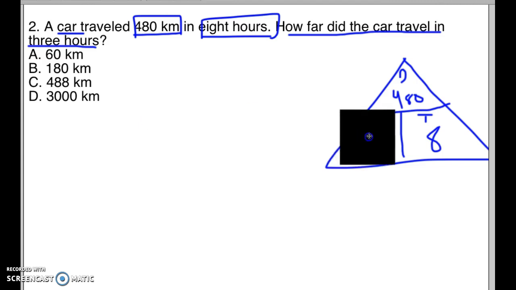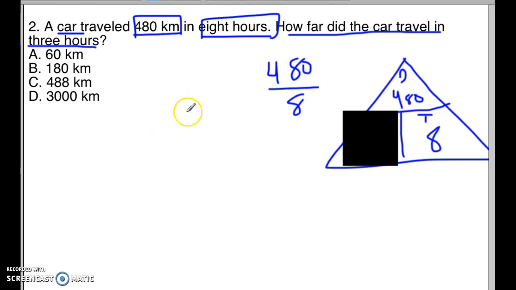I'm looking for speed. If I cover up speed, I see that I have 480 over 8. Now, that can also be read as 480 divided by 8. Now most of us could work that out, but you can check yourself on the calculator. And if you check yourself on the calculator, 480 divided by 8 is going to give me 60.